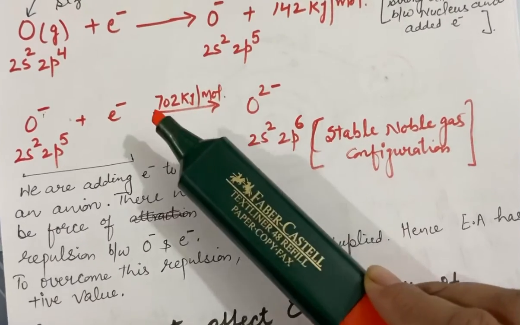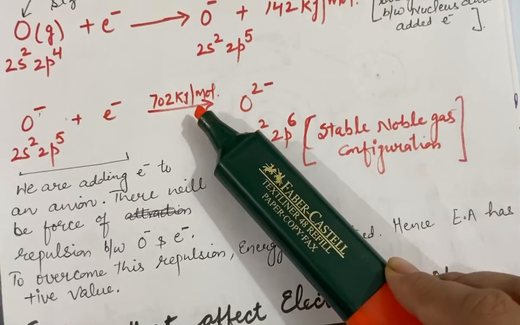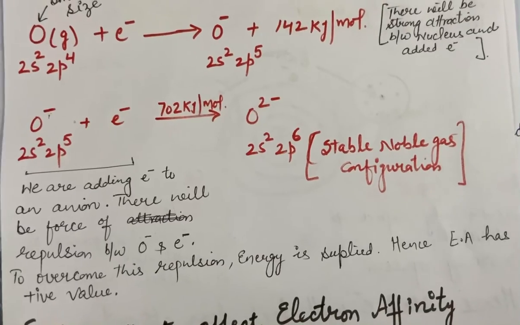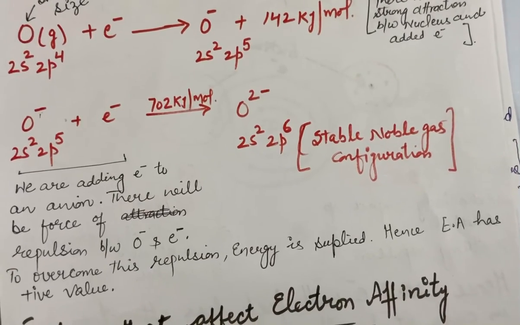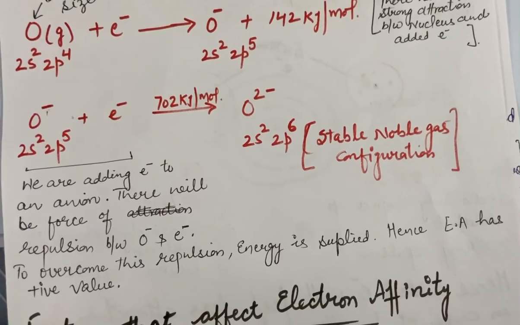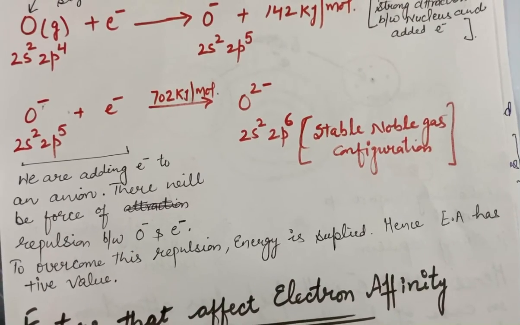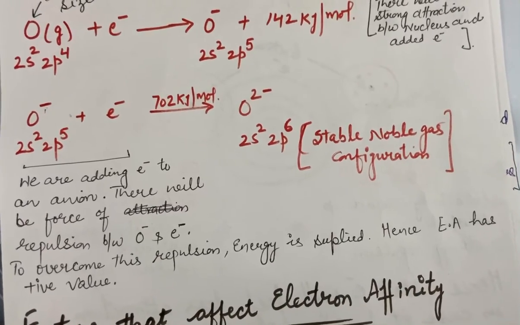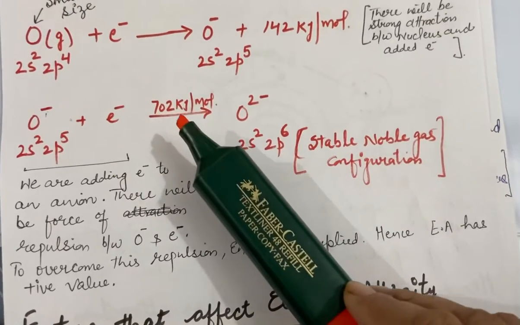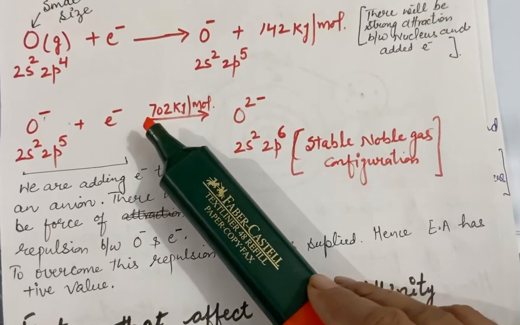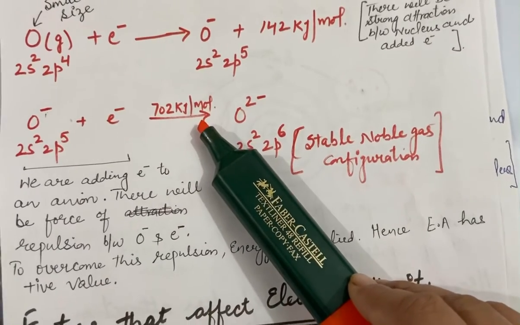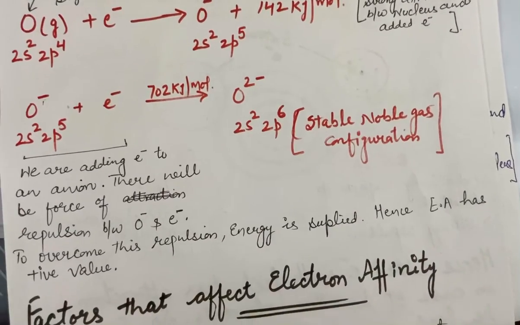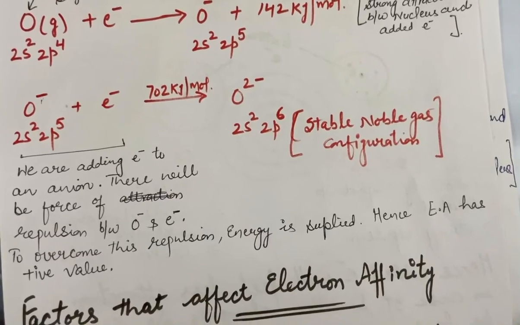If we are to add a second electron to the O negative ion, here the electron affinity is positive. We have to provide 702 kilojoules per mole of energy to the O negative ion to form the O2 negative ion. And we know that most of the oxides have oxygen as O2 negative. So the O2 negative ion is formed very easily, but on seeing this reaction, we have to provide 702 kilojoules per mole of energy. So the reason behind it is why the electron affinity is positive in the case of O negative.